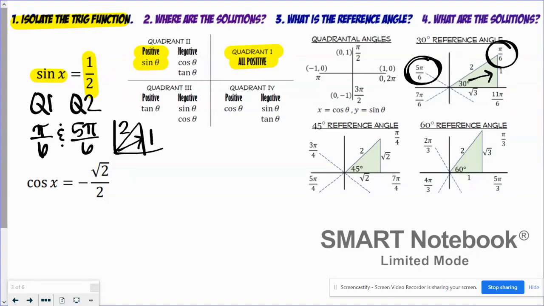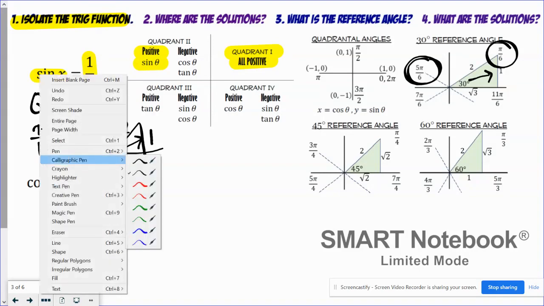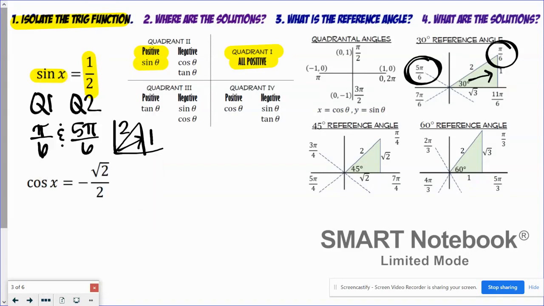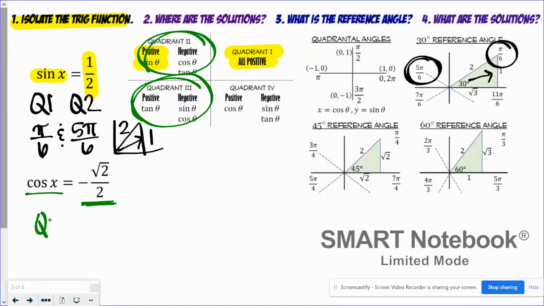So once your trig function is isolated, next simply ask yourself, where are the solutions? Here we have cosine is negative square root of 2 over 2. Well, where is cosine negative? Cosine is negative here in quadrant 2. Cosine is negative in quadrant 3. So that's where our two solutions are going to be located.